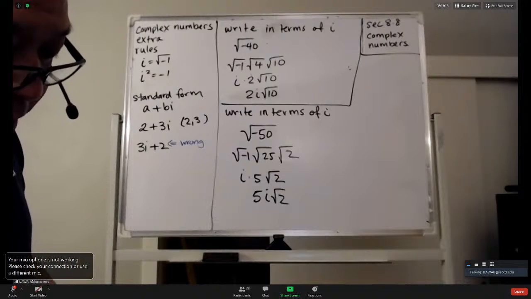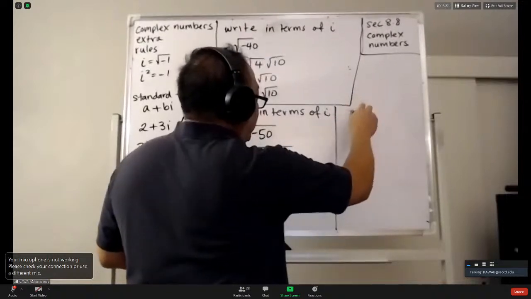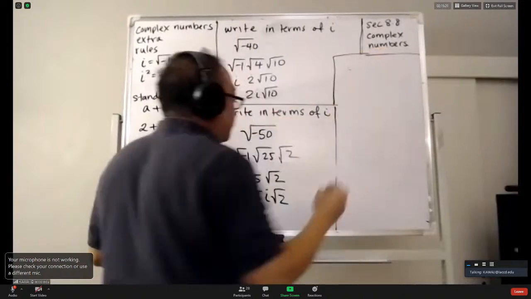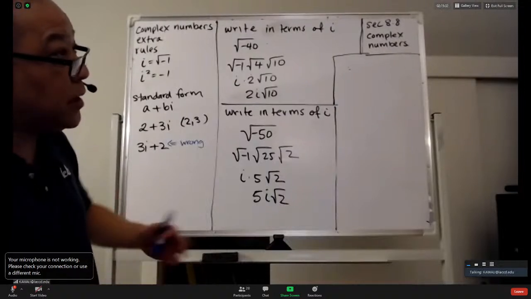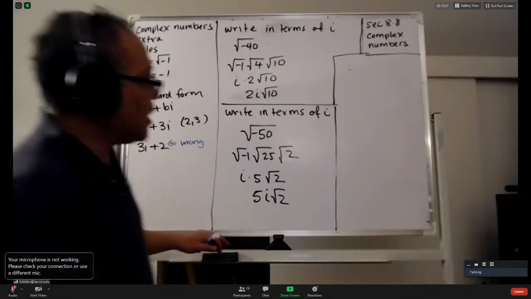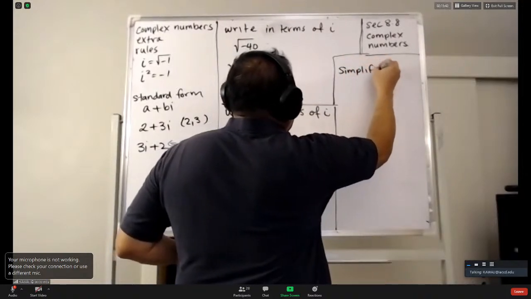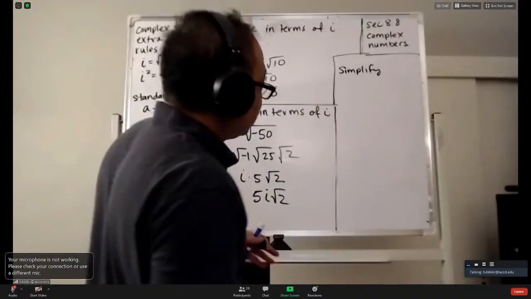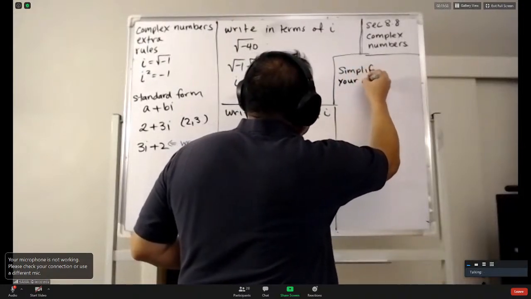Okay, let's try another one. Let's try this one. Now, normally, if you were to come up to one of these problems, you would have to say, write your answer in a plus bi form, or your answer might be complex. Because this is a section that is only dealing with complex numbers, they're not telling you, hey, your answer is complex. So normally what will happen, you'll say simplify, your answer may be complex.